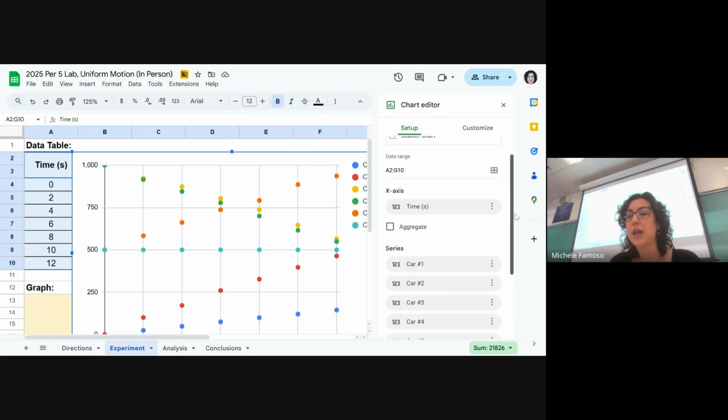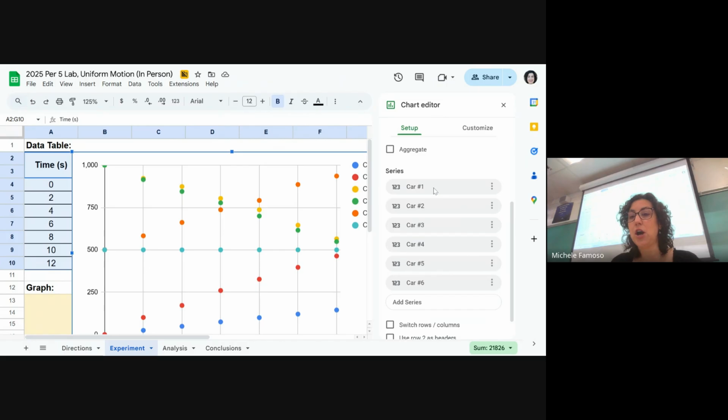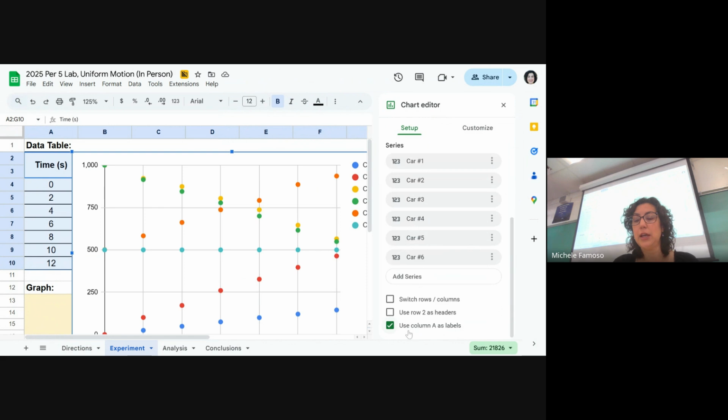Double check these other things on the setup tab on the chart editor. The data range should say A2 colon G10 right here. For x-axis, it should say time in seconds. And then for series, you should see car 1, car 2, car 3, car 4, car 5, and car 6, all labeled. If anything is not labeled, we have to delete and start over. Then double check, you should have use column A as labels checked off. Are we good so far?